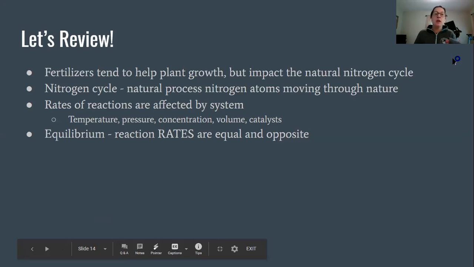And so let's review. Fertilizers tend to help plant growth, but they impact the natural nitrogen cycle. The nitrogen cycle is that natural process where the nitrogen atoms move through nature. The rates of reaction are affected by the system and the conditions like temperature, pressure, concentration, volume, catalysts, so the size of the container even. And in equilibrium, reaction rates are equal and opposite, but you have constant concentrations.